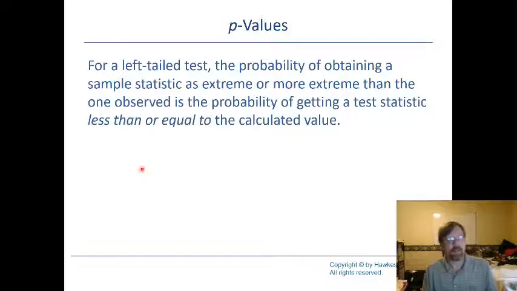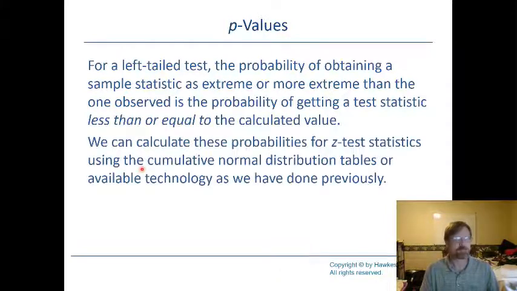If you're dealing with a left-tailed test, it's the probability that it's past the critical z value. For a right-tailed test, it's the probability that it's past the critical z value on the right, so either greater than or less than, depending on which one you're looking at. So as we've done already, we can use the technology, calculator, or Excel. We can use the cumulative normal distribution tables. We've done these calculations. We're just putting them in a new context.